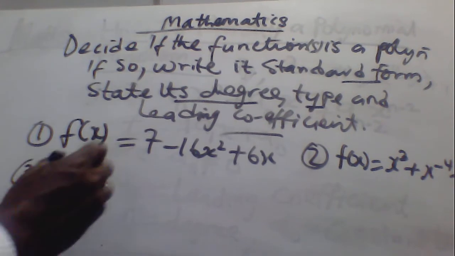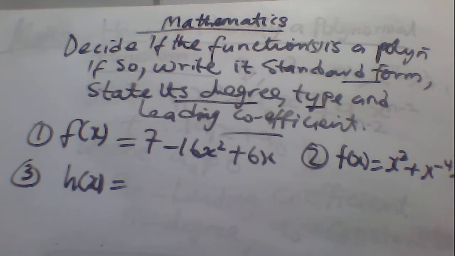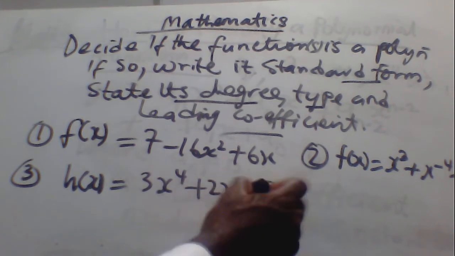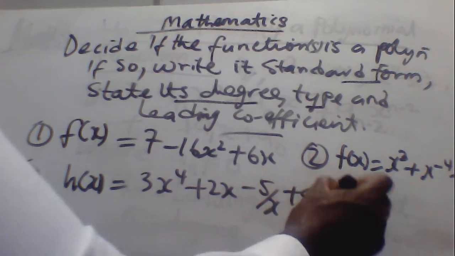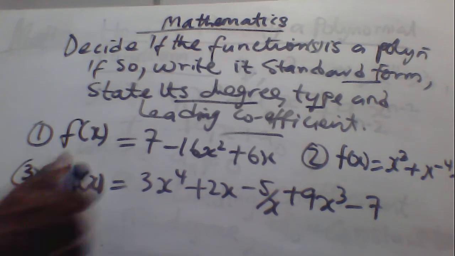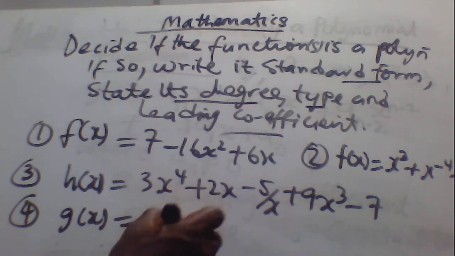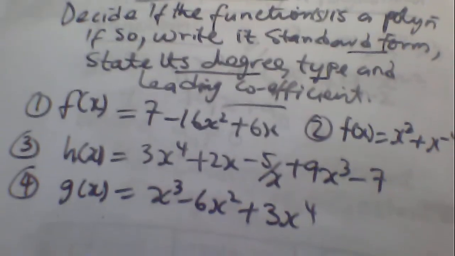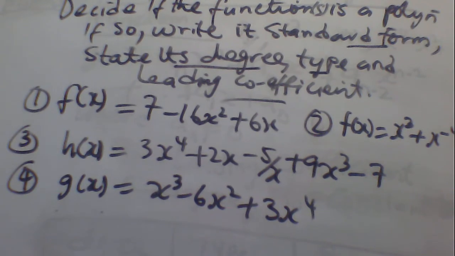The third one is h of x. It must not always be f of x. It can be h of x, g of x. So h of x is 3x raised to power 4 plus 2x minus 5 over x plus 9x raised to power 3 minus 7. And the fourth, g of x, is equal to x raised to power 3 minus 6x squared plus 3x raised to power 4. So do you get the question? Decide if the function is a polynomial. If so, write it in standard form. State its degree, type, and leading coefficient. So I will do number 1 and 3. Then you can now do number 2 and 4.